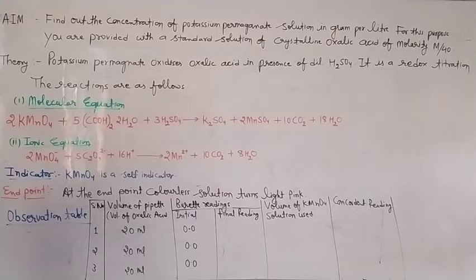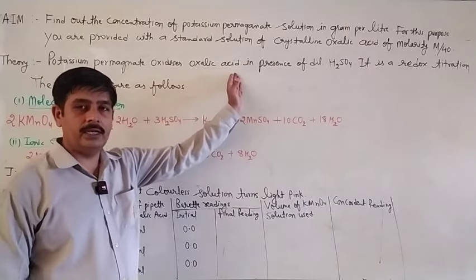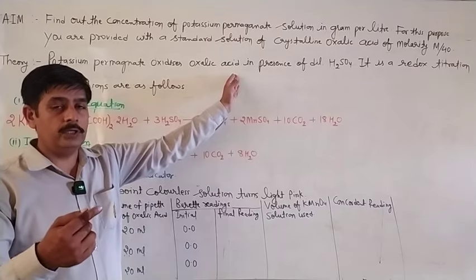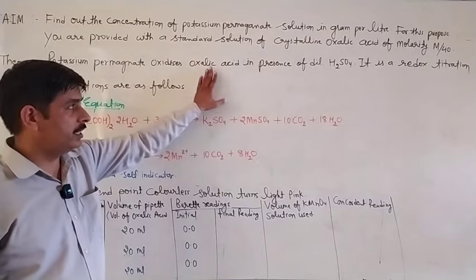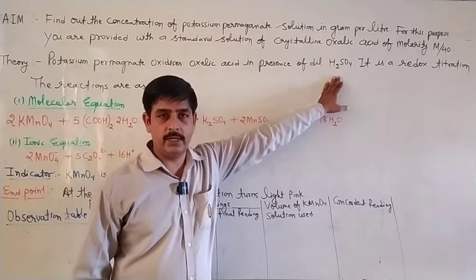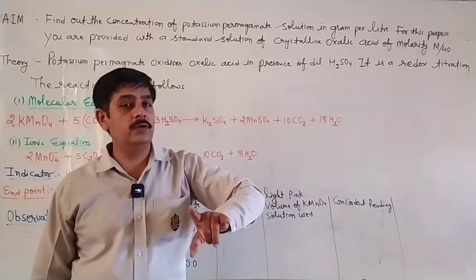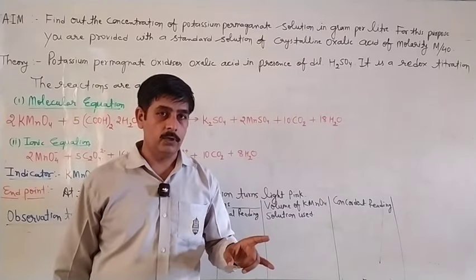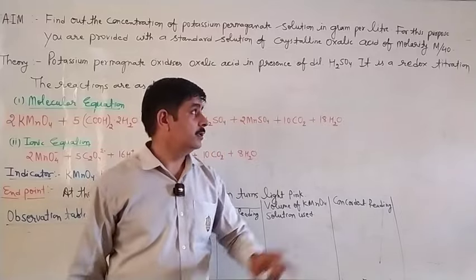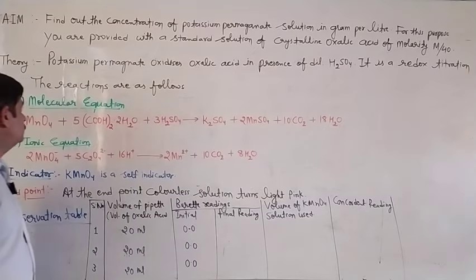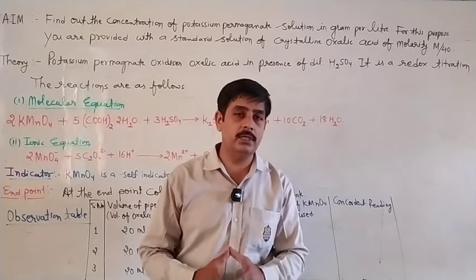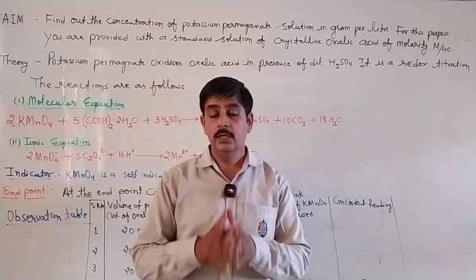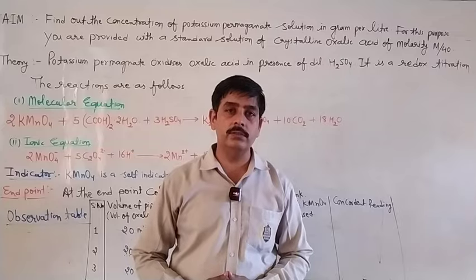First, we see the theory. According to this theory, potassium permanganate oxidizes oxalic acid. As I told you, potassium permanganate is an oxidizing agent, so obviously it will oxidize oxalic acid in presence of sulfuric acid. Remember, without sulfuric acid this reaction will not take place, so you have to use sulfuric acid. It is a redox titration because oxidation and reduction both take place simultaneously.